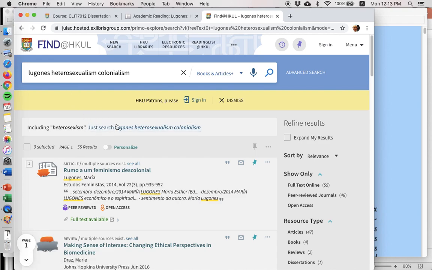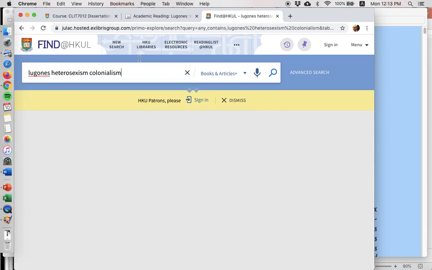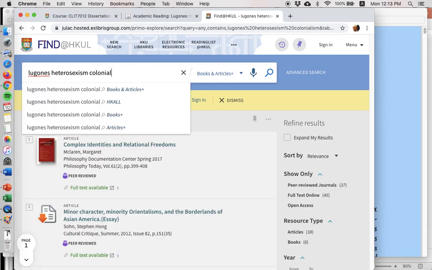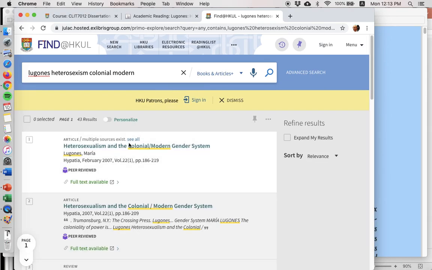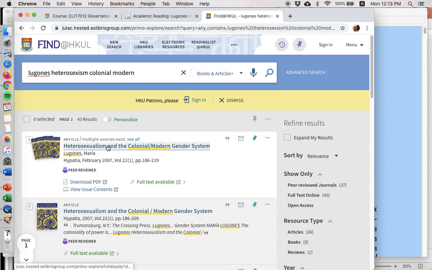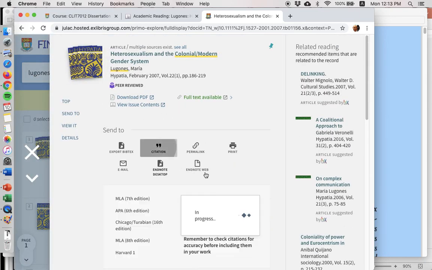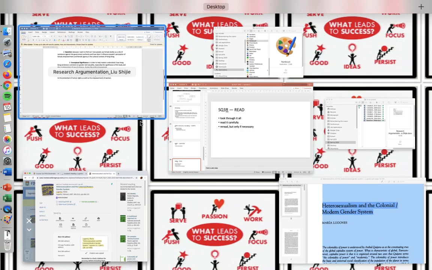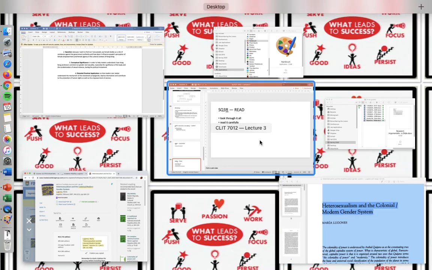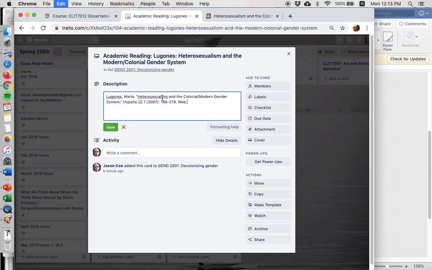Oh, heterosexism. Right, I wrote the wrong thing. Is it colonial power? Modern. Sorry, I'm just doing this to... Oh, there it is. Okay, heterosexualism in the colonial modern gender system. Then I would want the citation. You could also do this yourself, which is probably better, right? But this was in Hypatia. Hypatia? I don't know, it's Greek. Okay, so there's the citation.